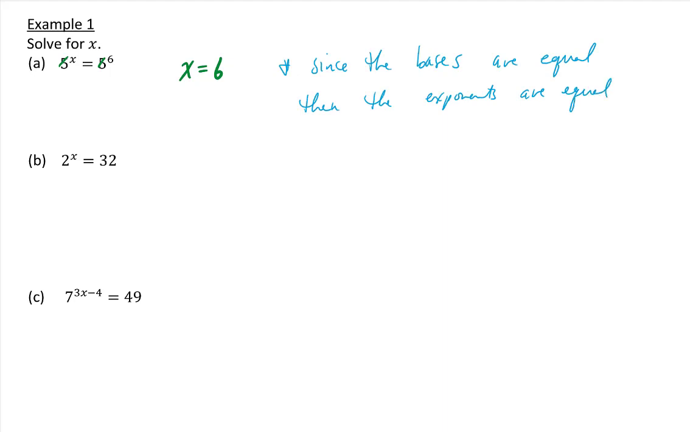In example B, we notice the bases are not the same. So what we're going to do is rewrite 32 as a base 2 number. And why do we do that? Well, first of all, we want the bases to be the same. At this point, you're going to need to guess and check. So 2 to something is equal to 32. So all we do is guess and check some numbers.